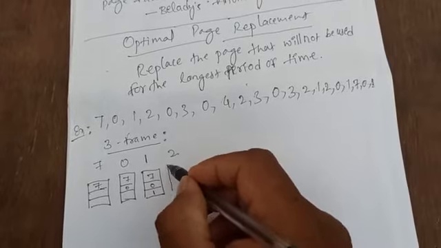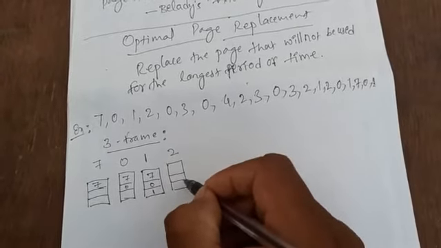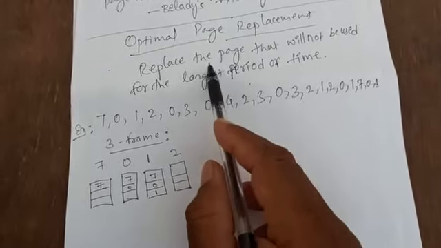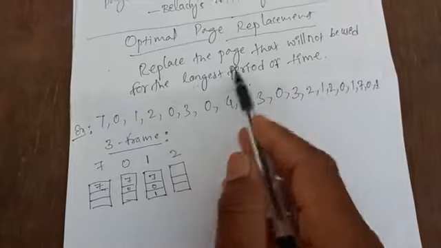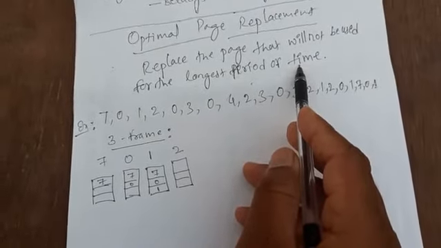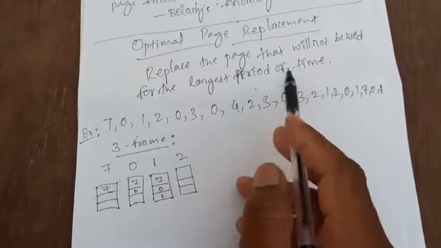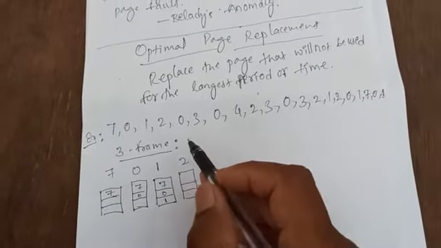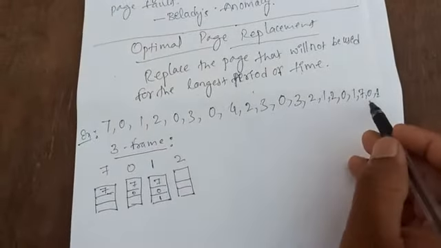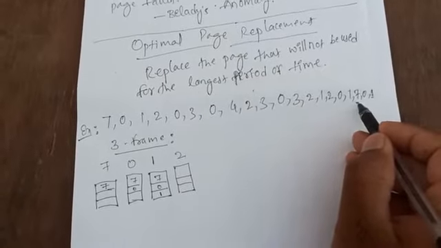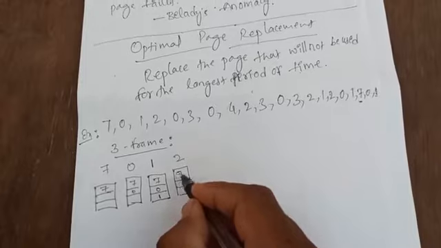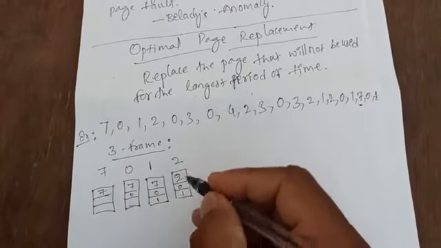Now verify whether this page is in the memory. It is not in the memory. So now we are going to apply optimal page replacement: replace the page that will not be used for the longest period of time. That means we have to predict the future. Which page will not be used for the longest time here? The page that is 7. See the sequence: 7 is not going to be used for the longest time, so it is replaced here with 2. 0 and 1 stay as they are.